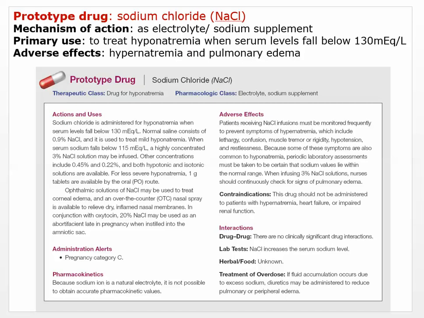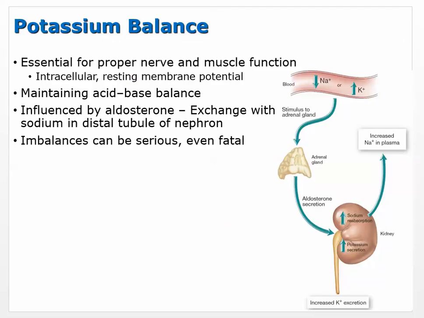Okay, so prototype drug, sodium chloride. How about that? As an electrolyte or sodium supplement to treat hyponatremia when serum levels fall below 130. Okay, so hypernatremia, pulmonary edema. All right, so potassium. So essential for proper nerve and muscle function, intracellular resting membrane potential, maintain acid-base balance.